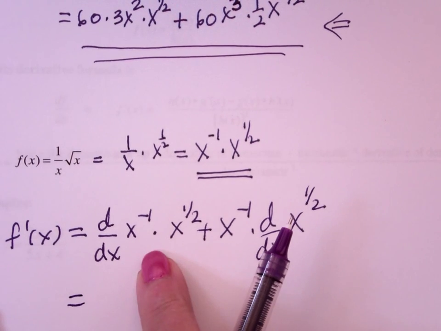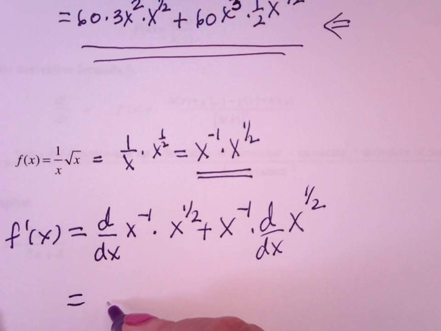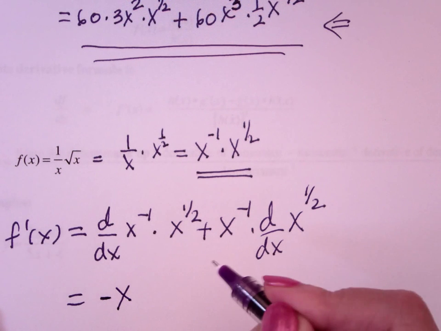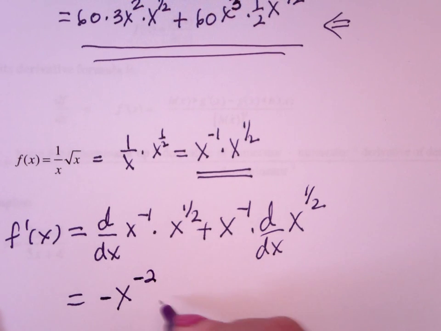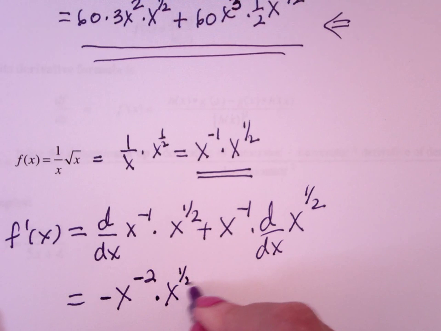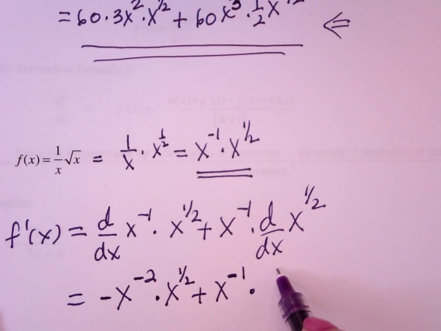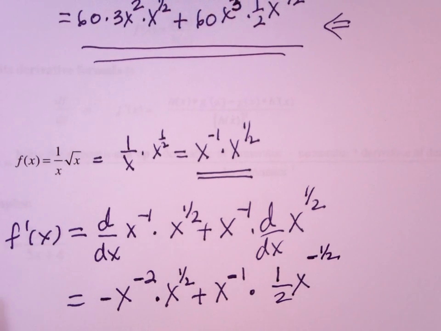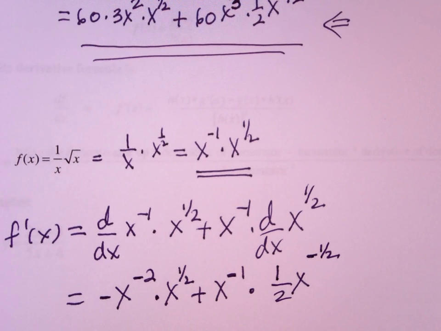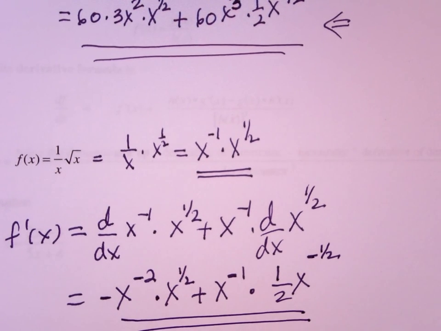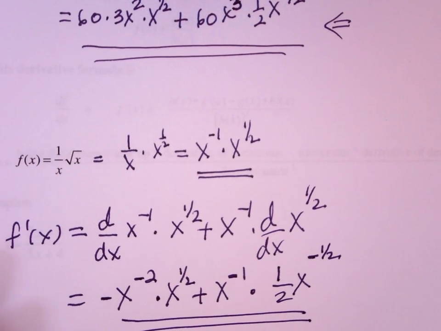The derivative of the first is what? x to the minus 1 is negative 1x to the negative 2 using power rule, times x to the 1/2 plus x to the minus 1 times the derivative of x to the 1/2, which is 1/2 x to the negative 1/2. I told you it wouldn't take long to catch on. And that's where we'd stop right now.